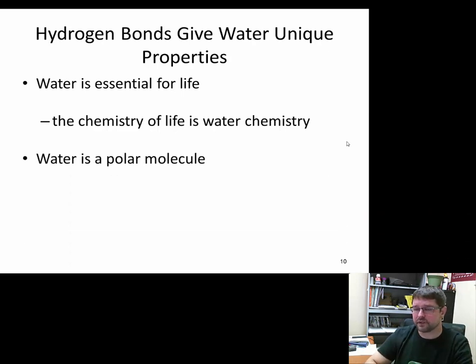Now, back to the chemistry of water. Water is a polar molecule, like I said before. So the hydrogen portions of the water have a positive charge, and the oxygen portion of the water has a negative charge.